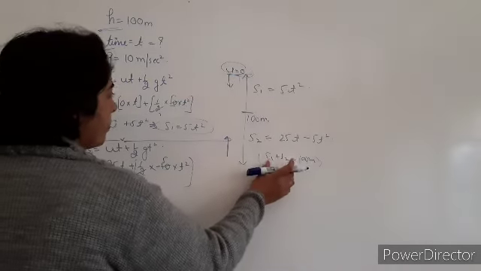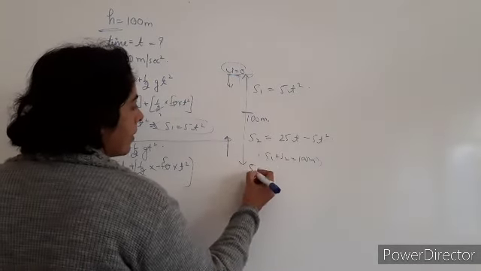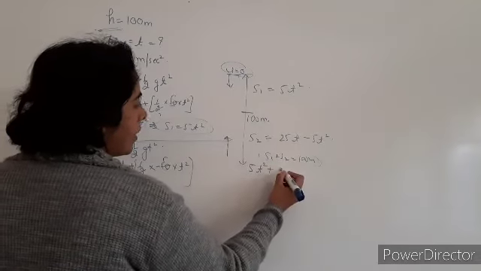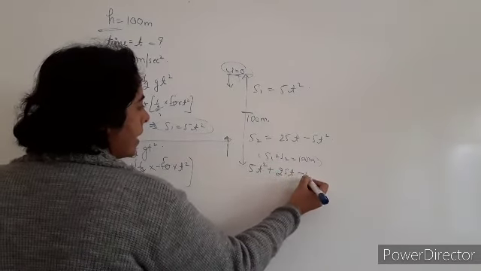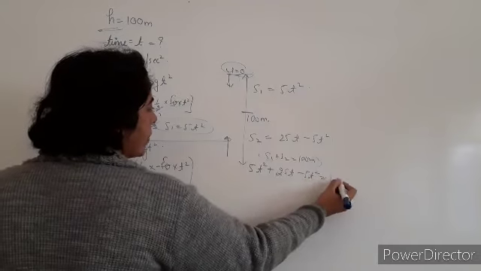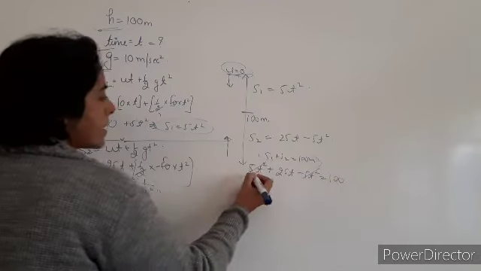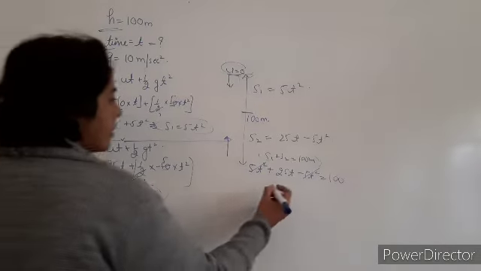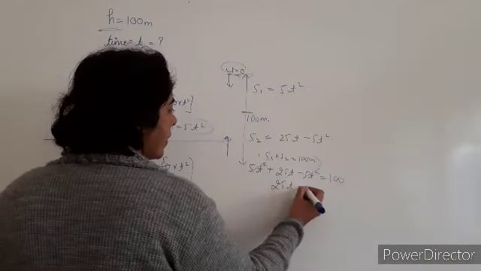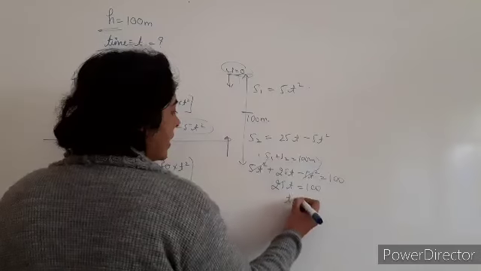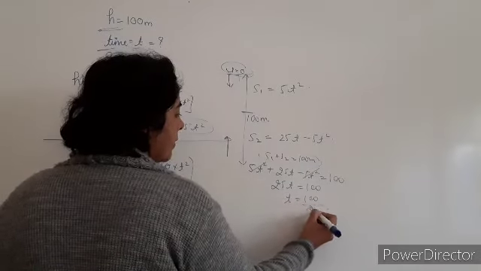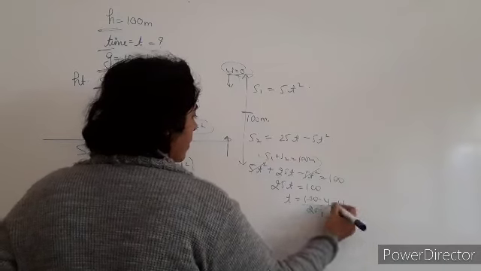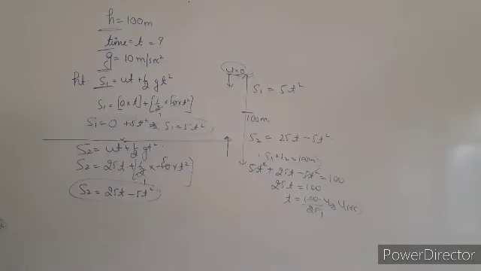Values put कर दो. S1 कितना था? 5t square plus S2 कितना है? 25t minus 5t square is equal to how much? 100. ये plus 5t square minus 5t square getting cancelled. So 25t is equal to 100. t is equal to 100 over 25. That is 4 seconds. तो टाइम हमारे पास कितना आ गया?